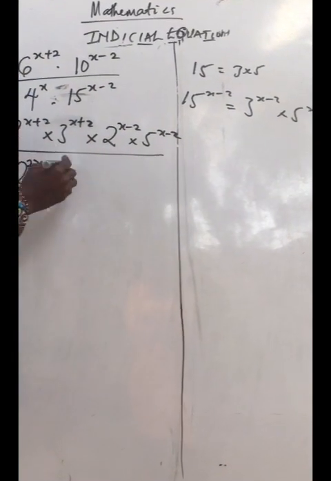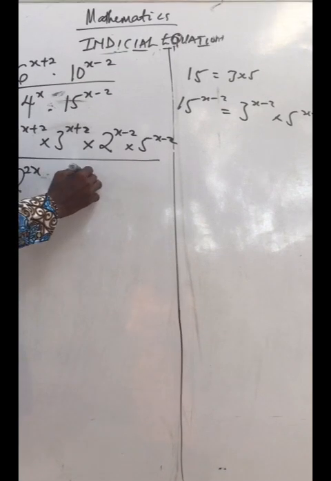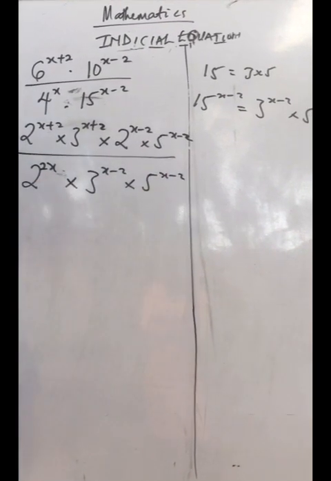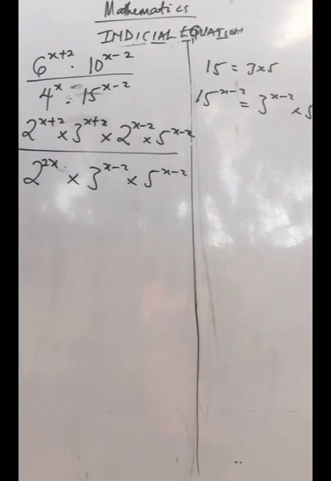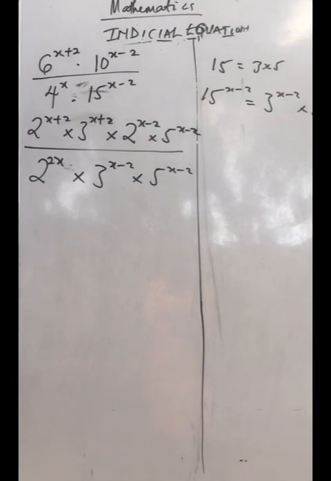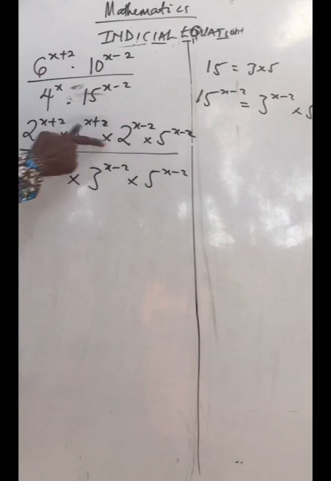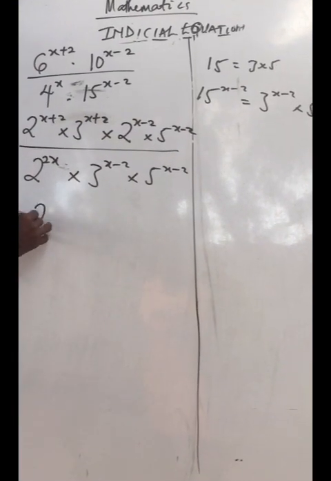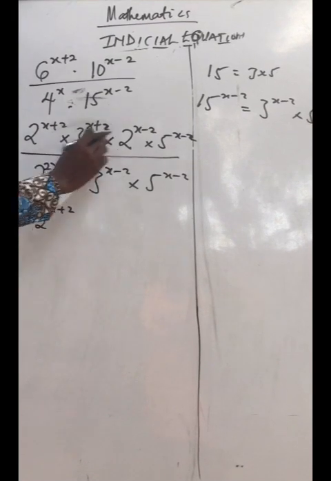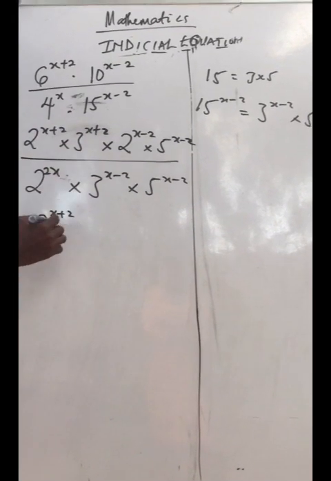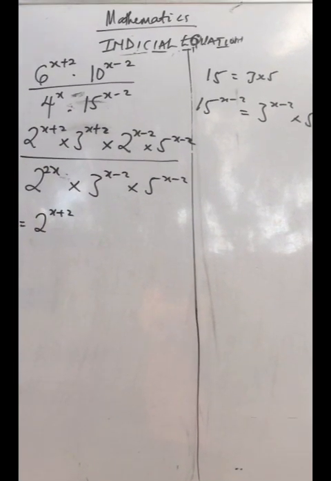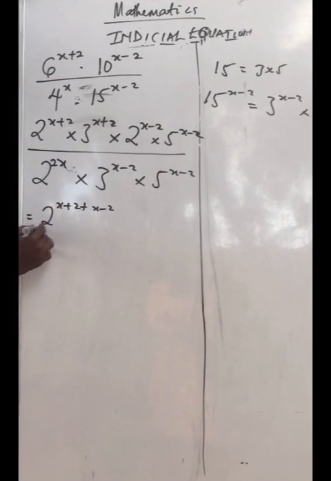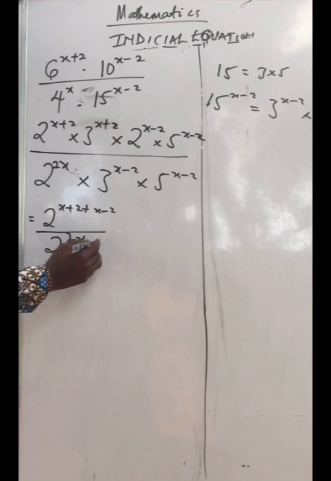Applying this concept, we end up having 3 raised to the power x minus 2 times 5 raised to the power x minus 2. Now let's work with same bases. So I have 2, 2, 2. Let me work with the 2s first. So I have 2 raised to the power x plus 2. Now there's a multiplication sign binding these two, and remember, multiplication guarantees you to add. Divided by 2 raised to the power 2x.